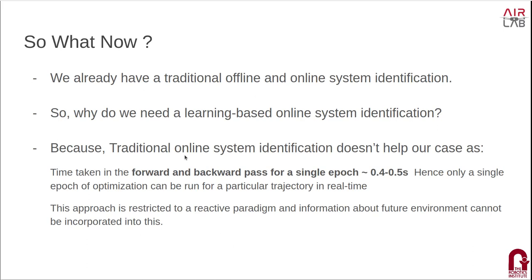So now we already have both the offline and online variants of the traditional system identification. So why do we need anything else? It turns out that we need another online approach, as the current online variant of the traditional approach suffers from the fact that it can only run a single epoch of optimization in real time, which is not good enough to improve the performance, and in most cases a single epoch over warm started parameters degrades the performance. Along with this, the traditional online approach is also restricted to a reactive paradigm since it only uses a history of the trajectory. Due to this, we would never be able to incorporate future information into the system identification.